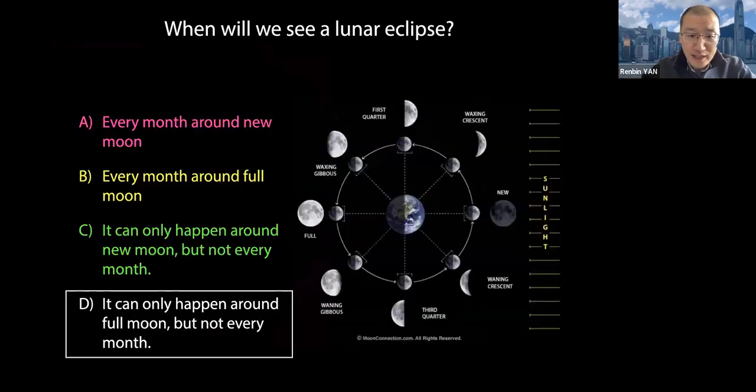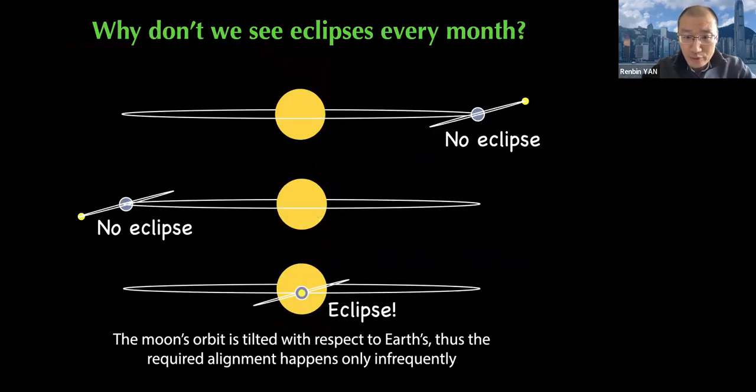Why doesn't an eclipse happen every month during full moon? The reason, as was already said, is that the orbital plane of the moon is tilted relative to the orbital plane of the Earth around the sun. Here this yellow disk in the middle is representing the sun, and this bluish disk is representing the Earth.